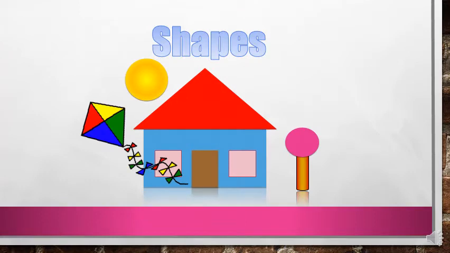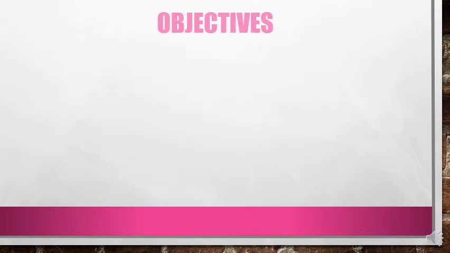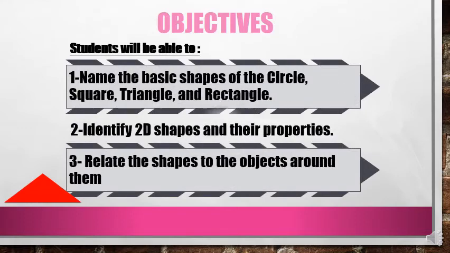So our first lesson is about shapes. The objectives are: students will be able to first name the basic shapes of the circle, square, triangle, and rectangle. Second, identify 2D shapes and their properties. Finally, students will be able to relate the shapes to the objects around them.